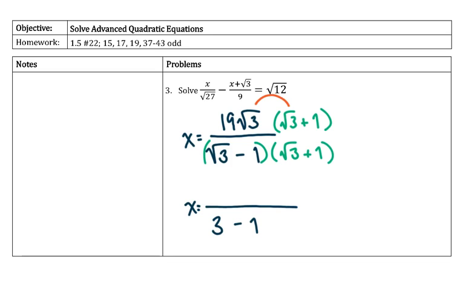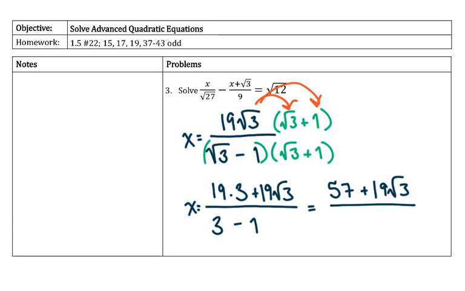And then when we distribute the numerator, we end up with 19 times 3, because again, root 3 times root 3 is just 3 by itself, plus 19 root 3 from being multiplied with the 1, and we'll simplify from there. We end up with 19 times 3, which is 57, plus 19 root 3 all over 3 minus 1, which is 2, as our final answer with a rational denominator.